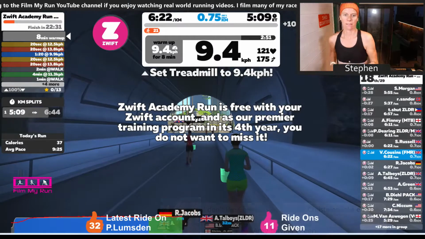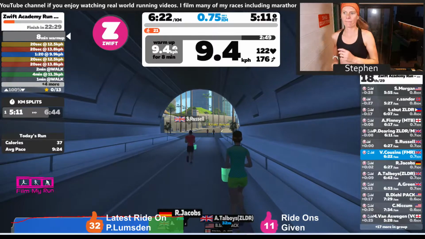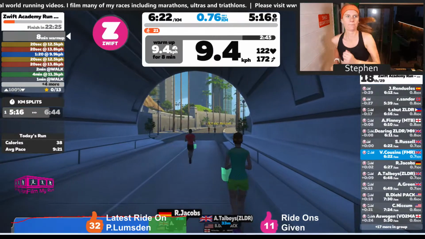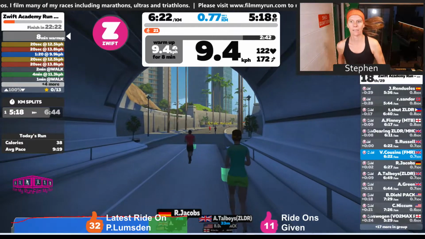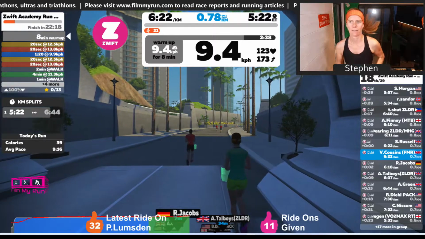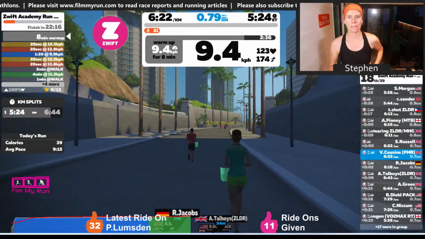Victoria is gradually increasing the treadmill speed, 9.4 kilometers per hour now. I can't see how many minutes we are into the warm-up. Just over 5 minutes into the warm-up.